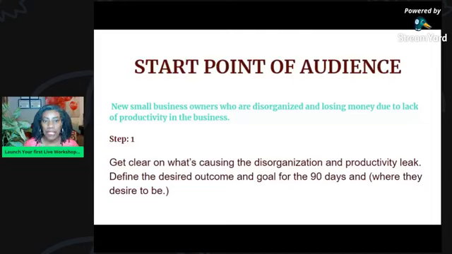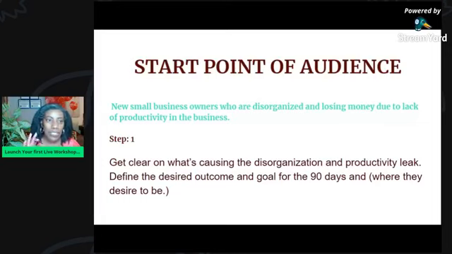And with new small business owners who are disorganized and losing money due to lack of productivity in their business, step one, get clear on what's causing the disorganization and productivity leak. Now, define the desired outcome and the goal for the next 90 days and where they desire to be. Where do they see themselves personally, emotionally, and where do they see their business within 90 days?